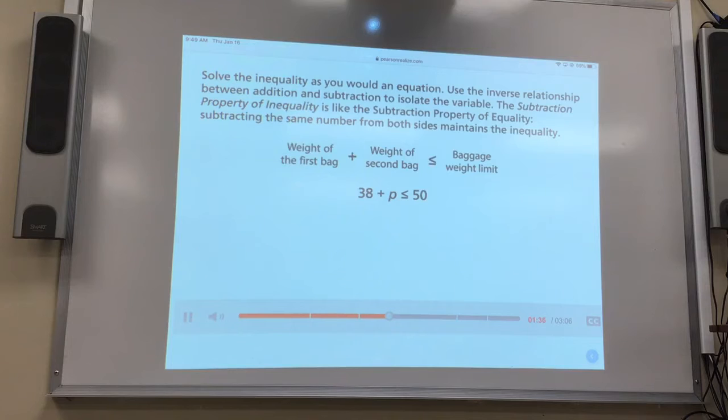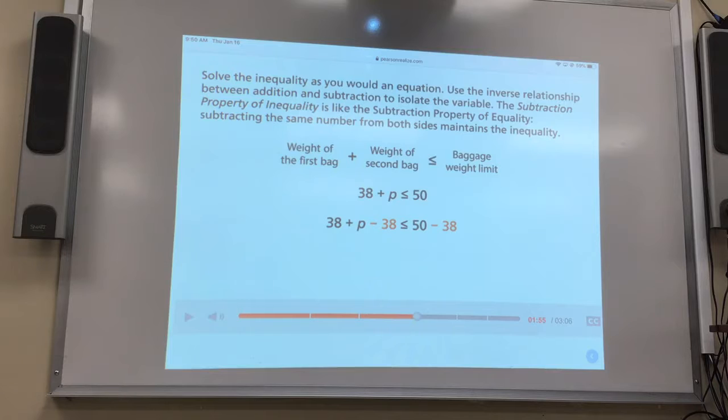We'll solve this inequality the same way we would solve an equation. We can use the inverse relationship between addition and subtraction to isolate the variable. The subtraction property of inequality is like the subtraction property of equality. Subtracting the same number from both sides maintains the inequality.